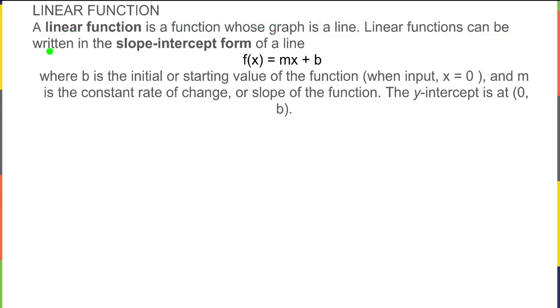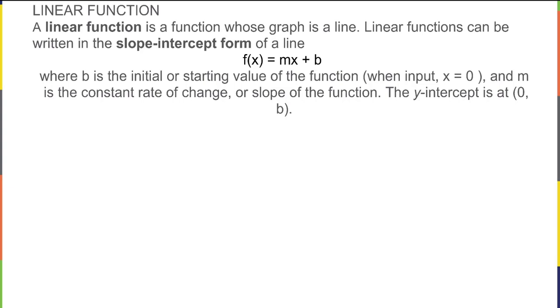Linear functions can be written in slope-intercept form, which I just talked about, which is f of x equals mx plus b, where b is the initial starting value of the function when the input is 0 for x, or for whatever the input value is, and m is the constant rate of change, or the slope of the function. And we've talked about rate of change back in chapter 3. The y-intercept is at (0, b).